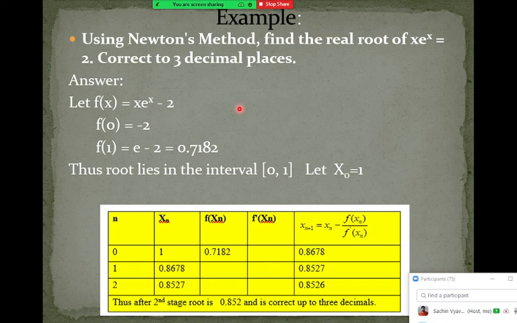So you'll observe in 2 iterations again, the answer got correct up to 3 decimal places now. So this is the answer correct up to 3 decimal places.